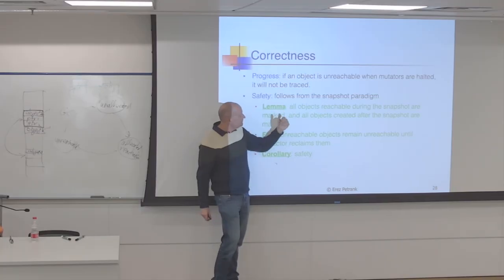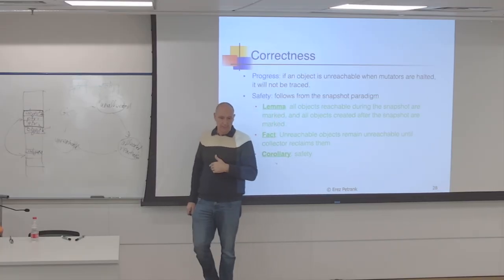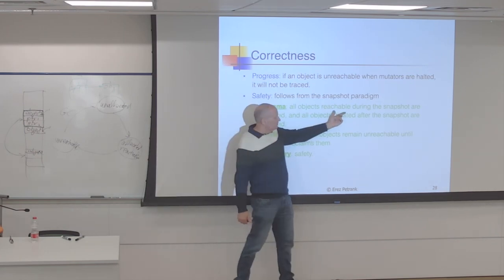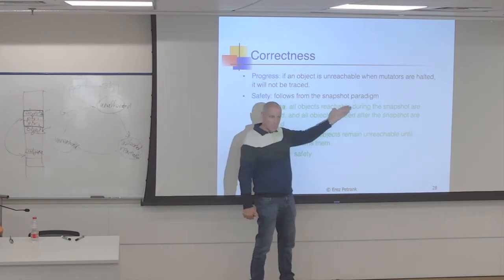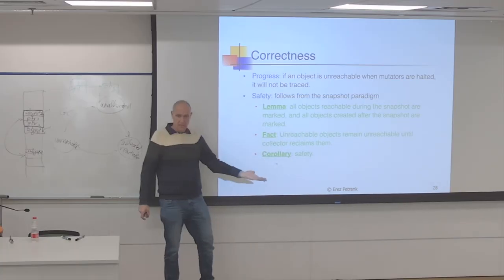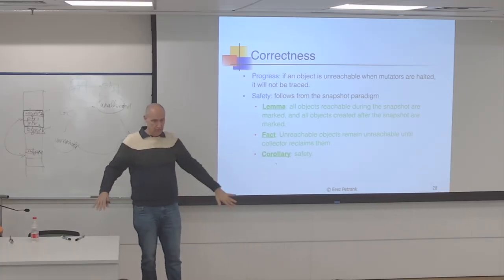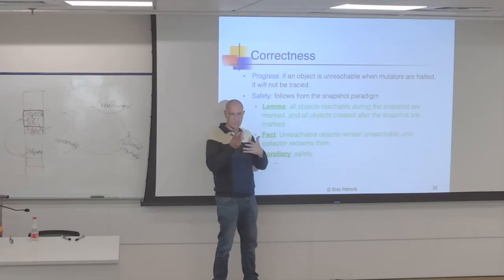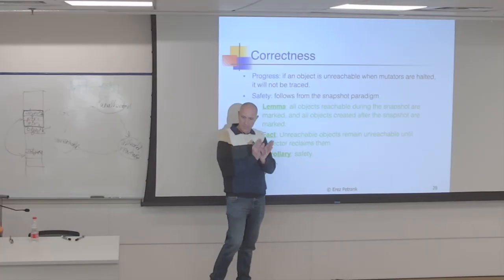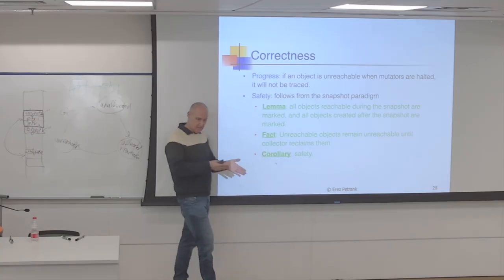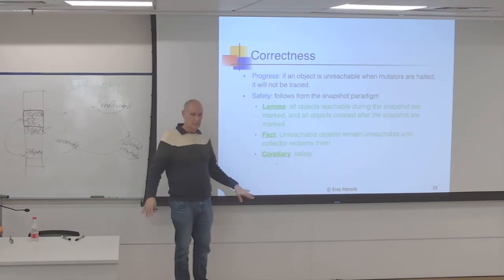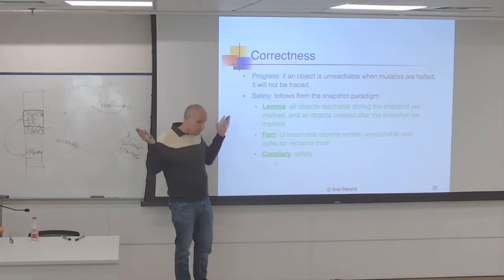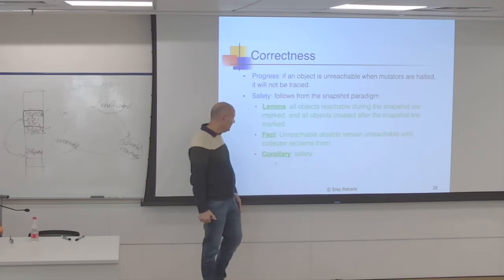And in terms of safety, I want to show that I will not reclaim something that is reachable. So again, all objects that are reachable during the snapshot are going to be marked, because I'm marking according to the snapshot. So it needs to be shown for the specific collector, but this is how we designed it, and this is how it works. It just traverses the snapshot. So if something is reachable during the snapshot time, then I will traverse it and see it and mark it.